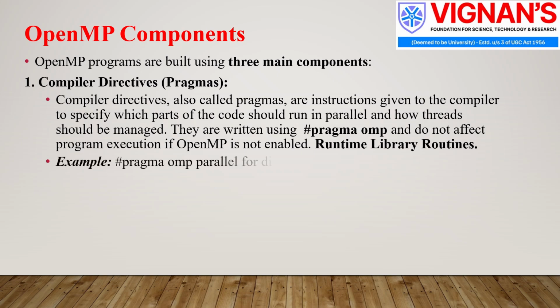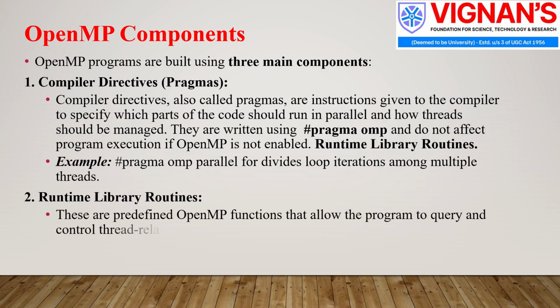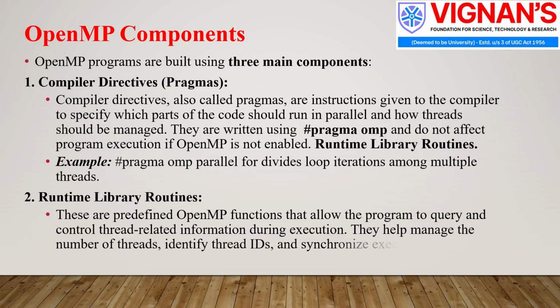Example: parallel for directive. For example, #pragma omp parallel for divides loop iterations among multiple threads. Each thread executes a portion of the loop concurrently, improving performance. Runtime library routines. Runtime library routines are predefined OpenMP functions used during program execution. They allow the program to query and control thread behavior, such as the number of threads, thread identifiers, and synchronization. These routines provide dynamic control over parallel execution.